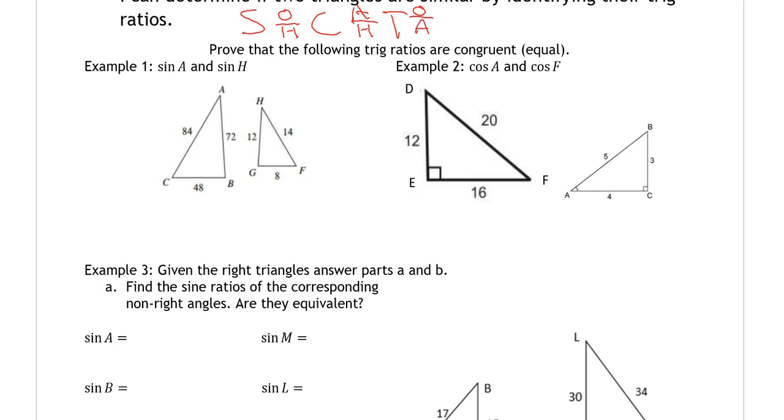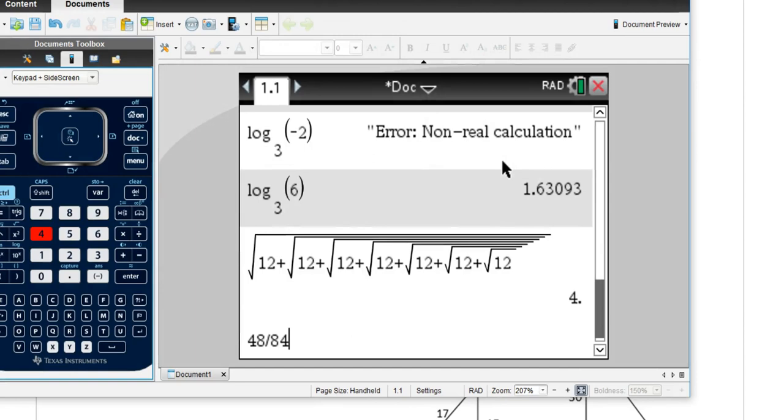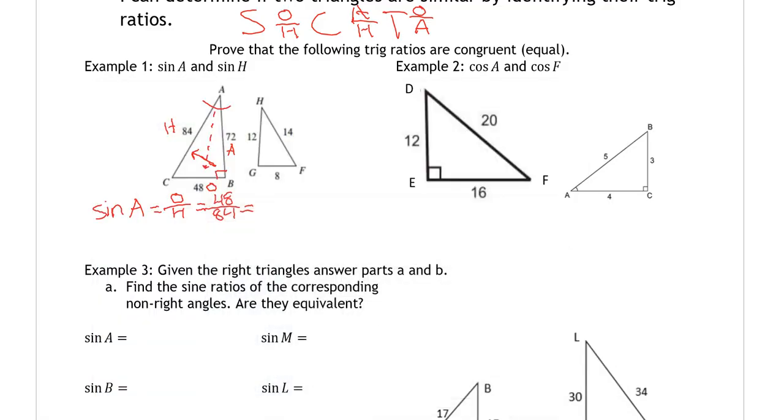And we're still using our lovely SOHCAHTOA. Okay, so sine of A is going to equal opposite over hypotenuse. So if I have my right angle, I have my hypotenuse, across from my angle is my opposite side, and then my adjacent side. So the opposite side is 48 over 84. And then I'm going to check to see if that reduces. And it reduces to 4 out of 7.